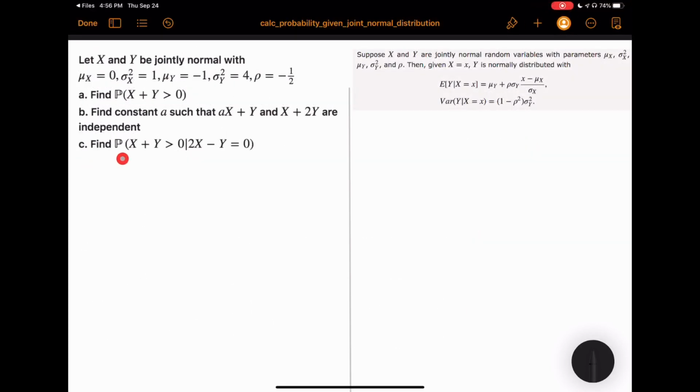Part C, find this conditional probability. Let u equals x plus y, v equals 2x minus y. We know that if x and y are joint normal, any linear combinations are also joint normal. So let's first figure out the joint distribution of u and v.